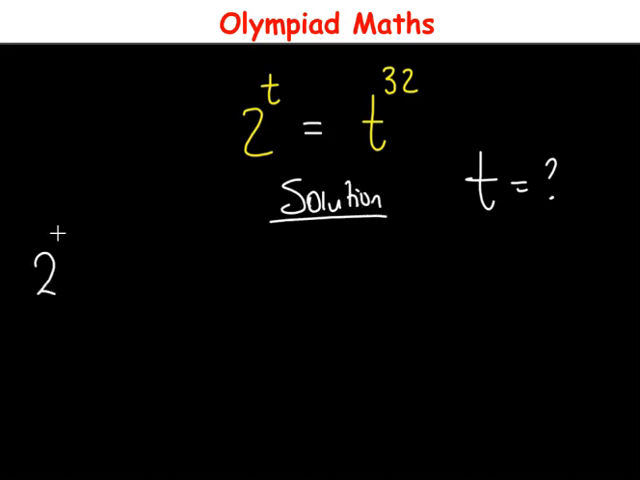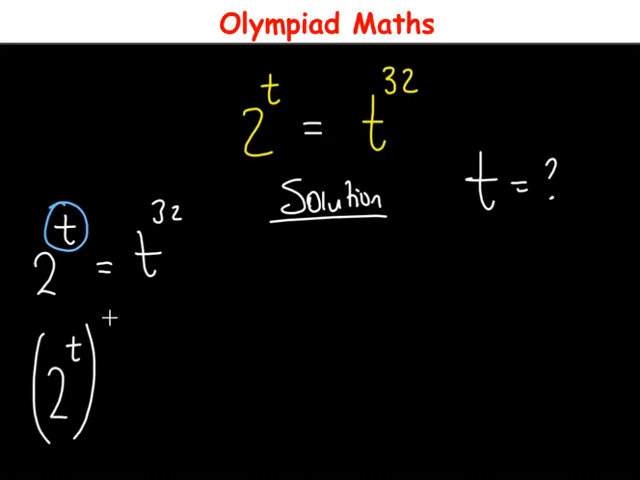so we have 2 raised to power t is equal to t raised to power 32. Now, the first thing we're going to do is that we're going to eliminate power t from here. And to do so, we're going to multiply the equation with power 1 over t. So, this then becomes 2 raised to power t, all multiplied by power 1 over t is equal to, in bracket, t raised to power 32, all multiplied by power 1 over t.